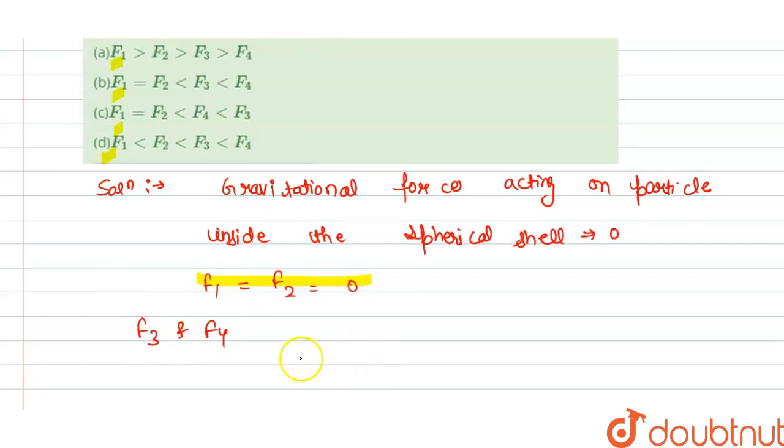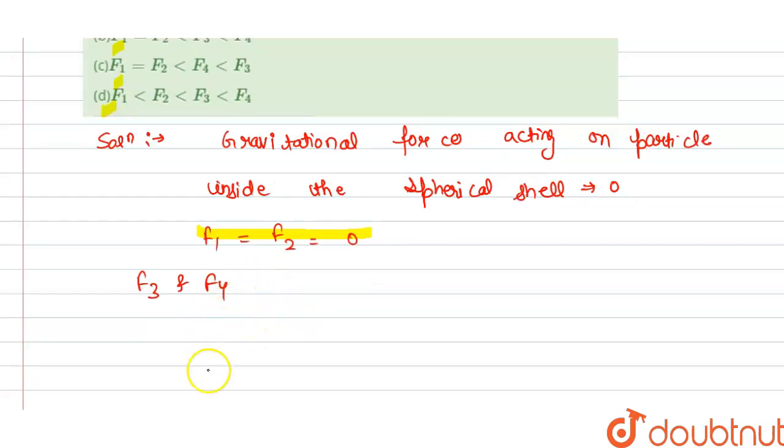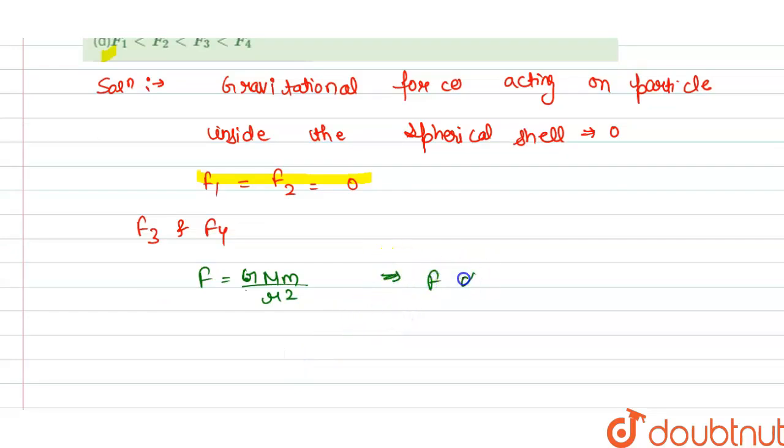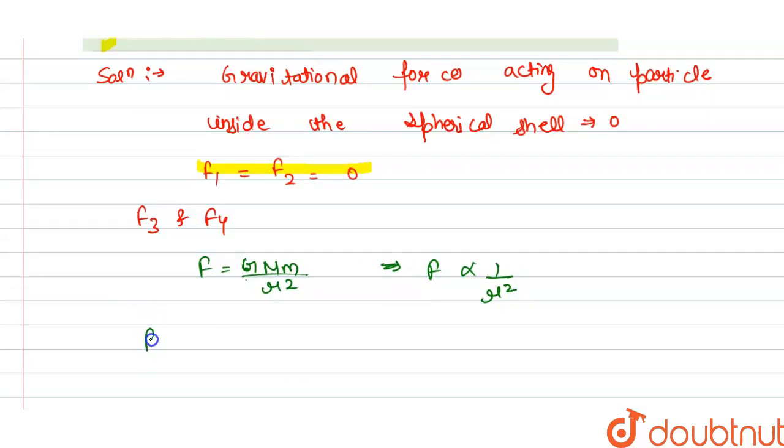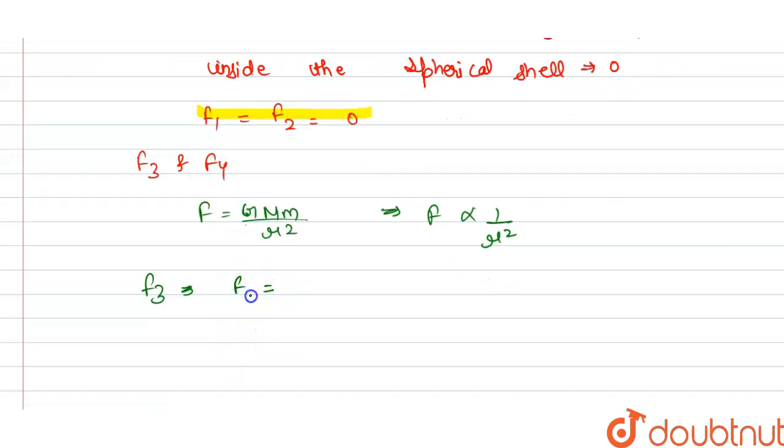They lie outside the spherical shell. We know that force is inversely proportional to the square of the distance. The net force acting is equal to G times mass 1 into mass 2, divided by r square. So from this we can say that force is inversely proportional to r square. In our case it is placed at a distance of r, so force 3 is equal to G m1 m2 divided by r square.